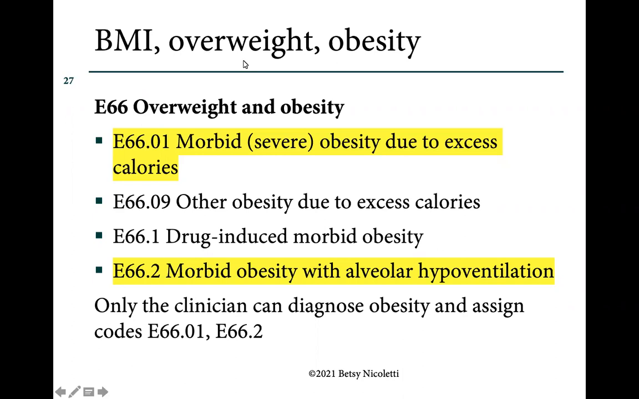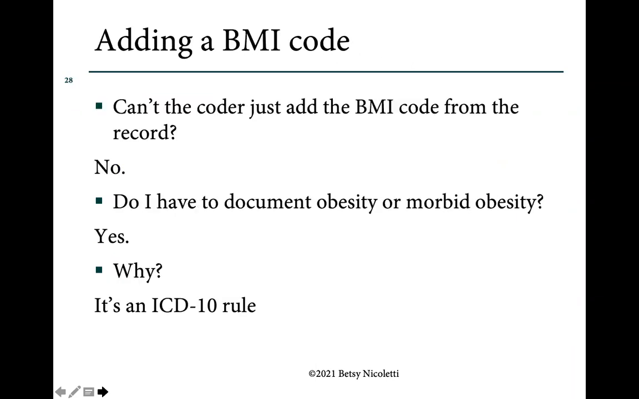Thank you for that. So E66.01 and E66.2, these are the only two codes in the E66 category that have a risk-adjusted factor, and only the clinician can diagnose obesity and assign those codes. So here's the question. Can't the coder just add the BMI code from the record? No. Do I have to document obesity or morbid obesity in my assessment? Yes. It's just an ICD-10 rule, and I like it less than you do.